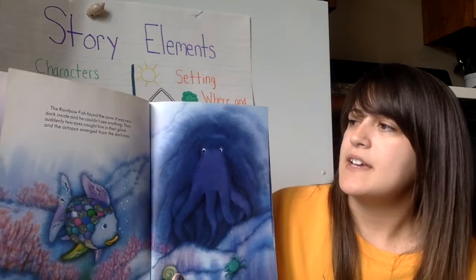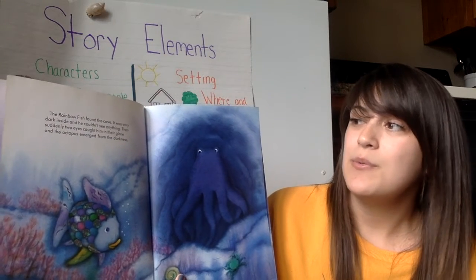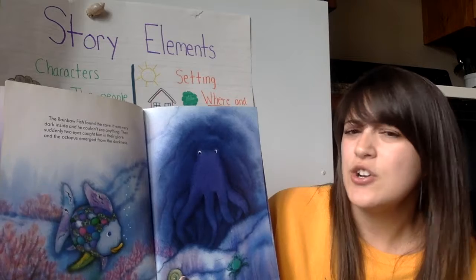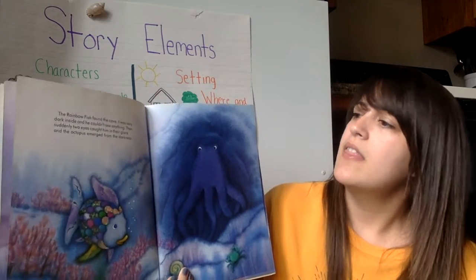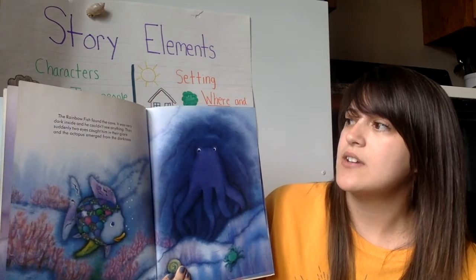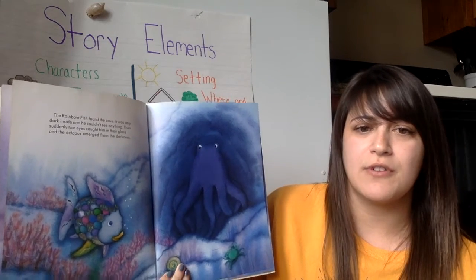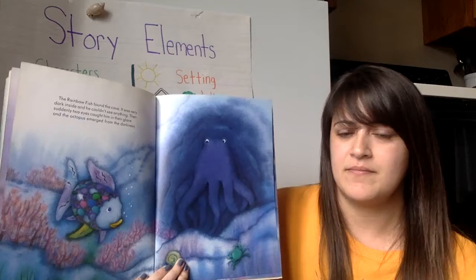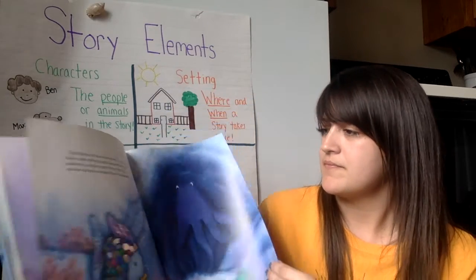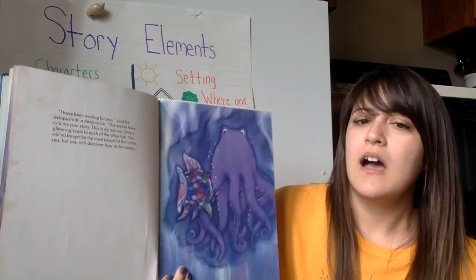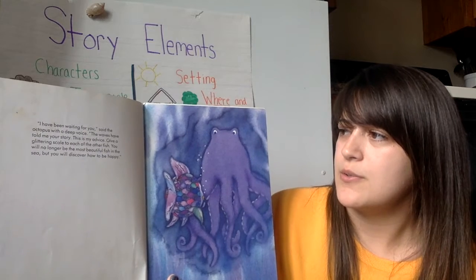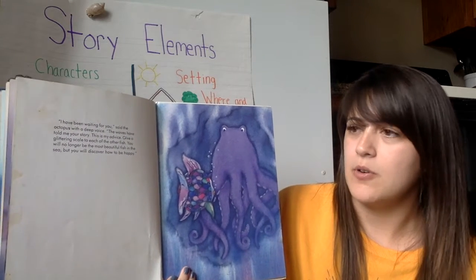The rainbow fish found the cave. It was very dark inside, and he couldn't see anything. Then, suddenly, two eyes caught him in their glare, and the octopus emerged from the darkness. "I have been waiting for you," said the octopus with a deep voice.